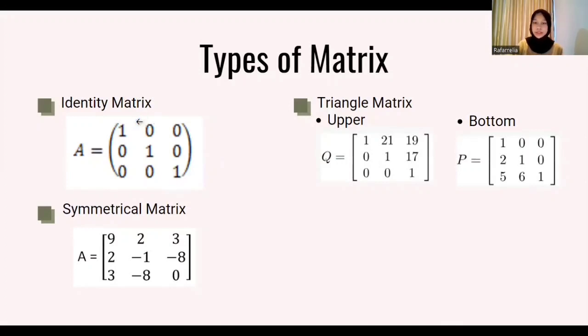Sixth, triangle matrix. There are 2, upper and bottom. An upper triangle matrix has all the elements below the main diagonal as 0, and a bottom triangle matrix has all the elements above the main diagonal as 0. And the last one, symmetrical matrix. A symmetrical matrix is a square matrix that is equal to its transpose.